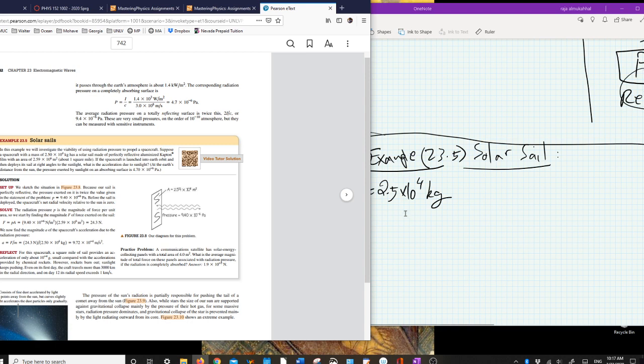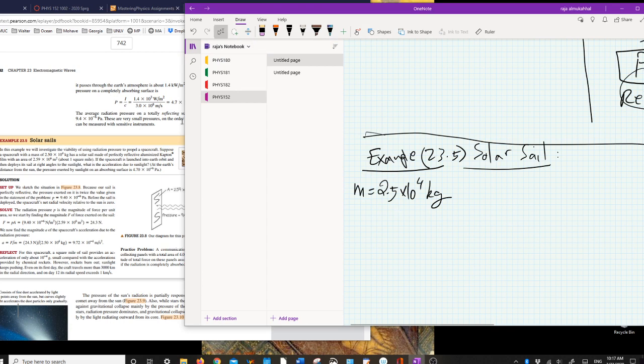Got it? So here we have kapton film with an area of 2.59 times 10 to the power of 6 meters squared. Okay, I'll draw a picture in a second. Let me just put in the data, which is about a square mile, he said.